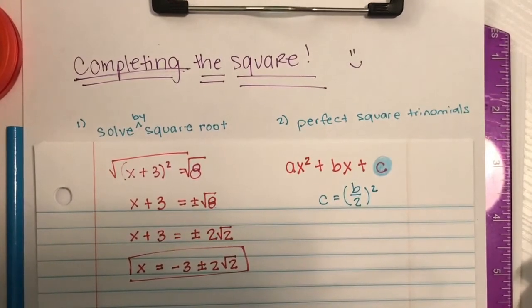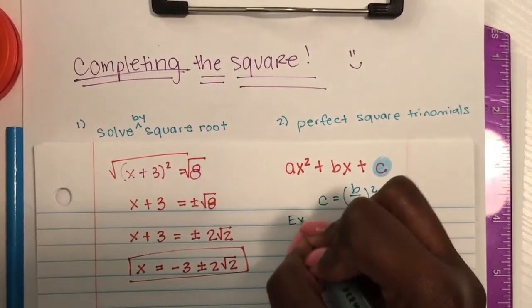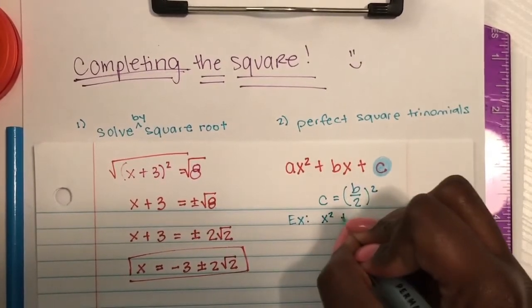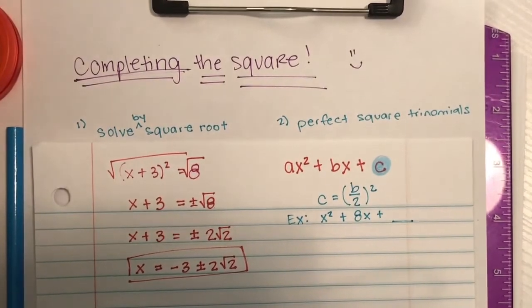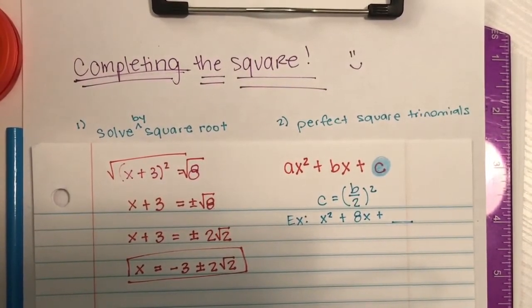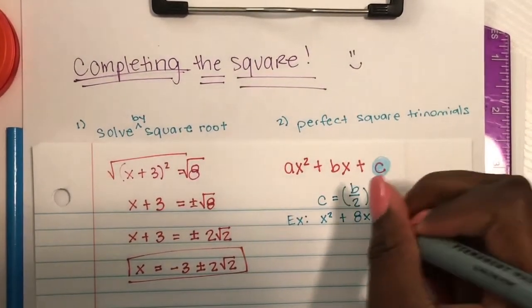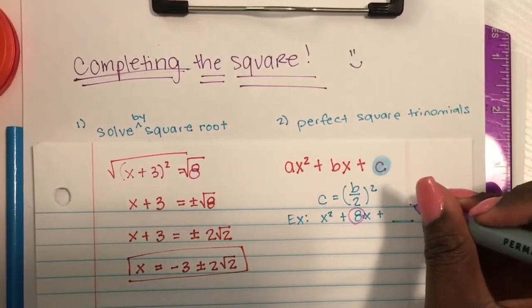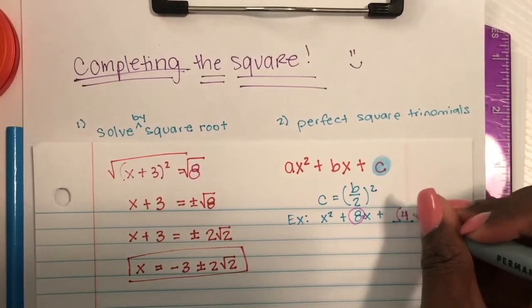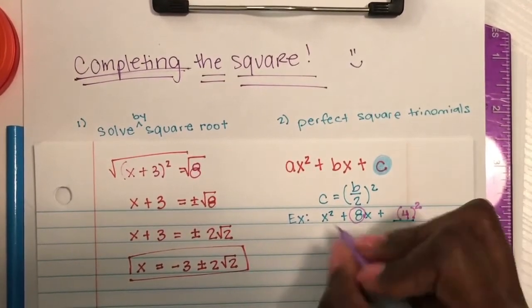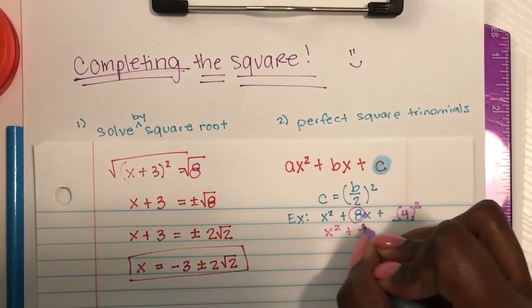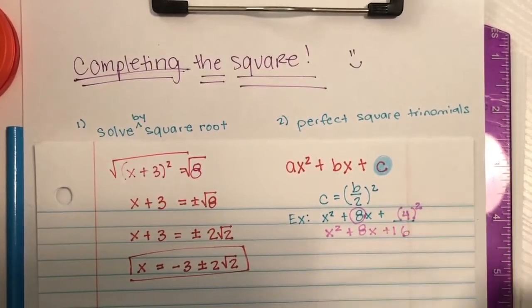So let me give you an example. Let's say we have x squared plus 8x, and I'll say plus blank. Let's try and complete this perfect square trinomial. Well, like I said earlier, the last term will always be half of b squared. So for this specific problem, b is 8, and half of 8 is 4. And 4 squared is 16. So if we wanted to complete this perfect square trinomial, we would just end this with a 16.